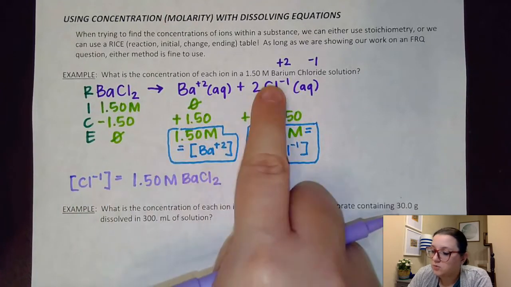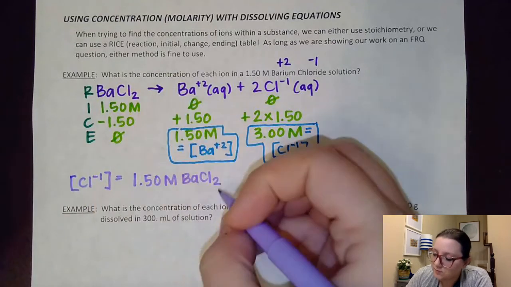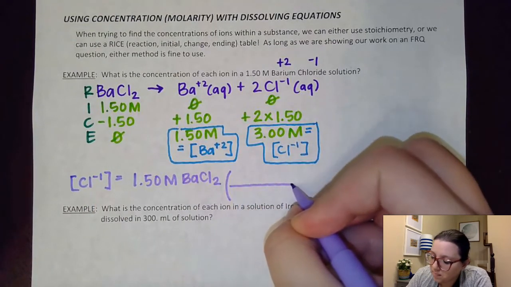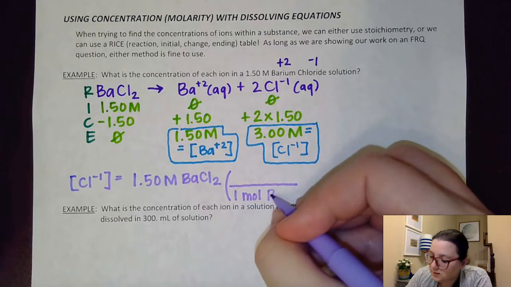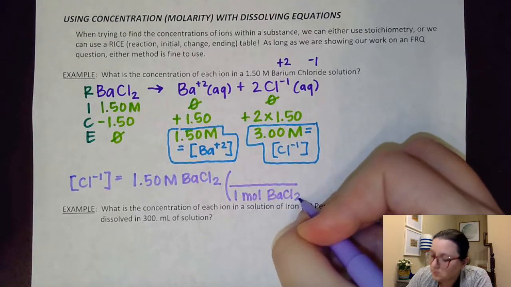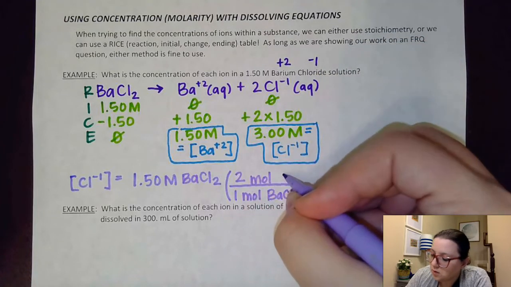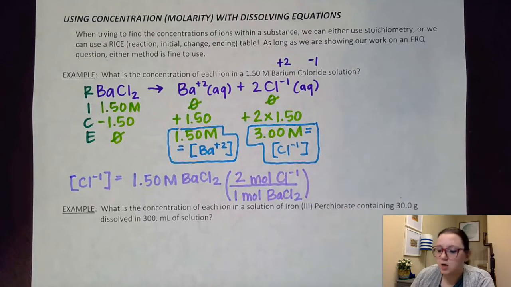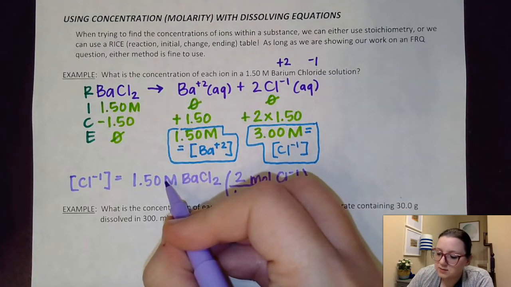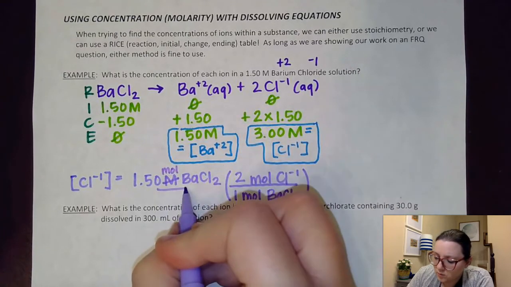So applying the mole-to-mole ratio here, just like I would for reaction stoich, I would say that for every 1 mole of BaCl2, there are 2 moles of chloride ions. Now, if you're wondering how the units cancel out here, don't forget that molarity is the same thing as reporting moles over liter.